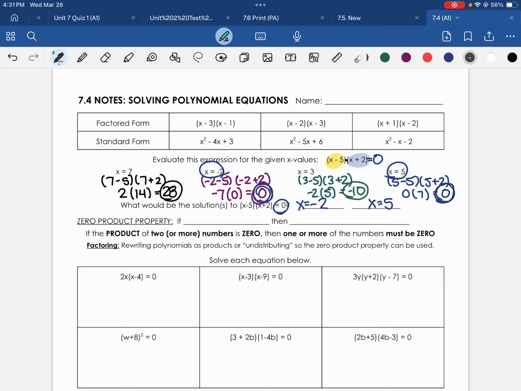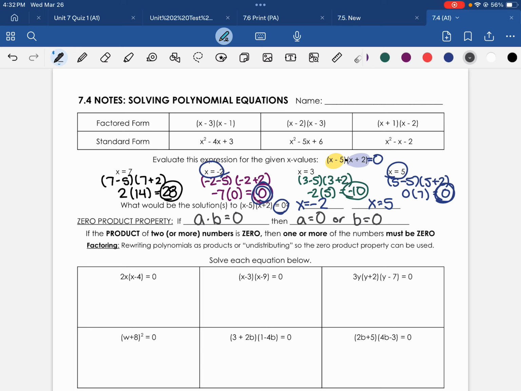Now, we are going to use the zero product property for the rest of notes. It's a really, really important rule in math, and it says that if a times b equals 0, then either a equals 0 or b equals 0, or both. Because 0 times 0 is also 0, right? More the merrier if they're both 0.